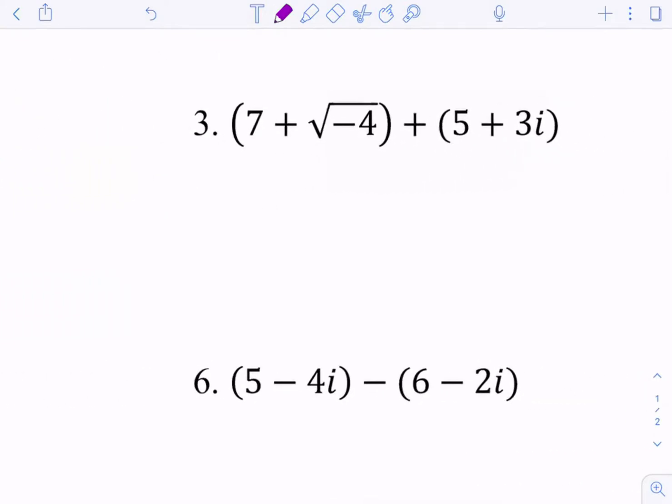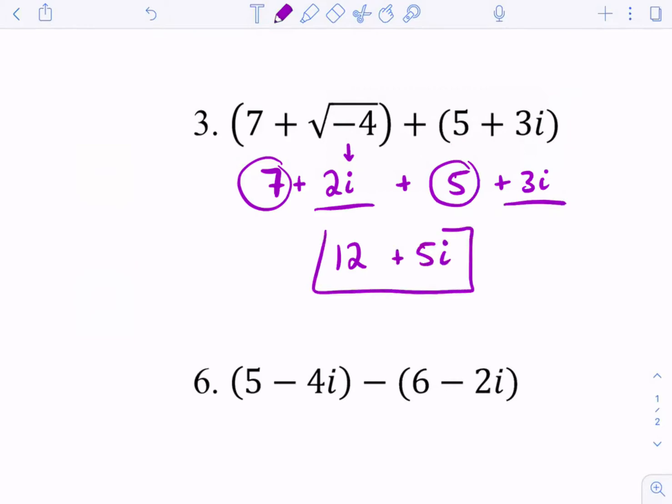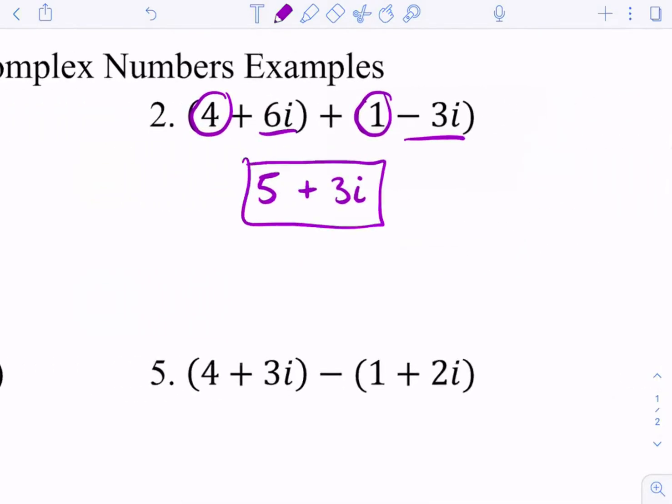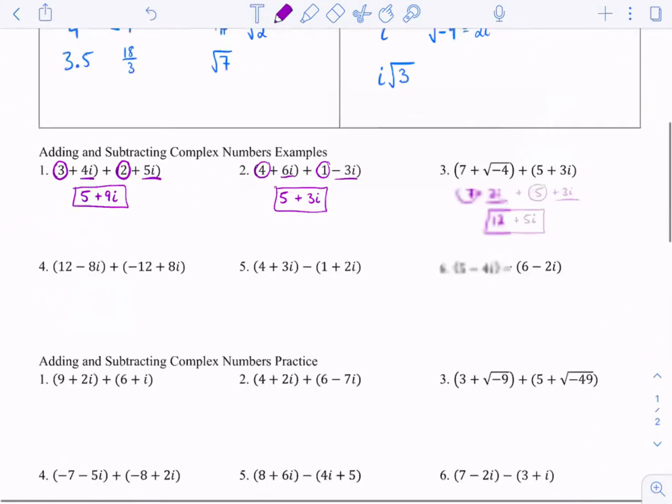And then here, before I can combine, I want to see if I can simplify this, which I can. It becomes 7 plus 2i plus 5 plus 3i. So again, the real numbers, 7 plus 5 is 12. And then I have a positive 2i and a positive 3i, which gives me positive 5i. So notice I cannot combine imaginary numbers and real numbers. My answers are called complex numbers because it's real and imaginary together.